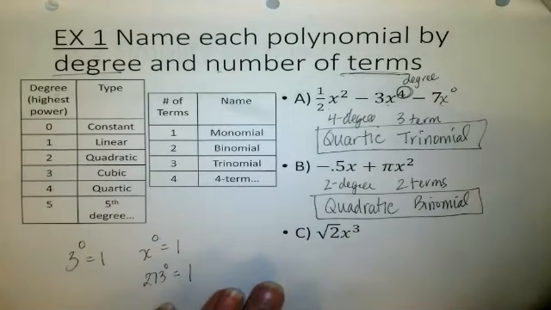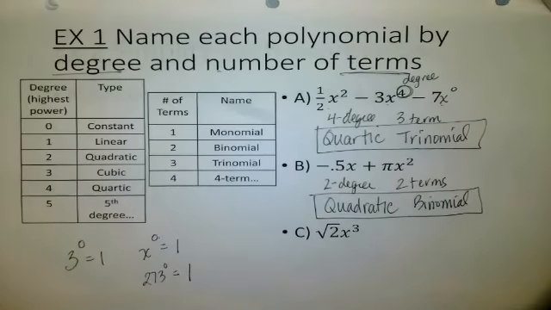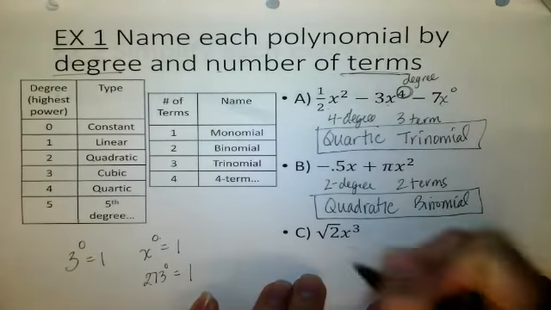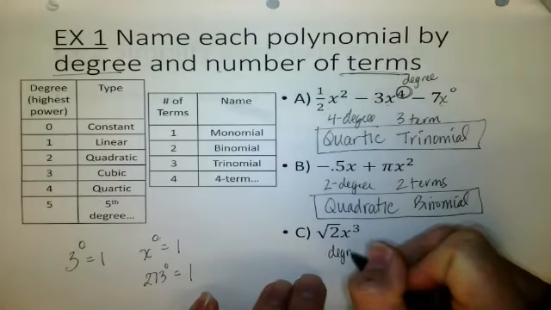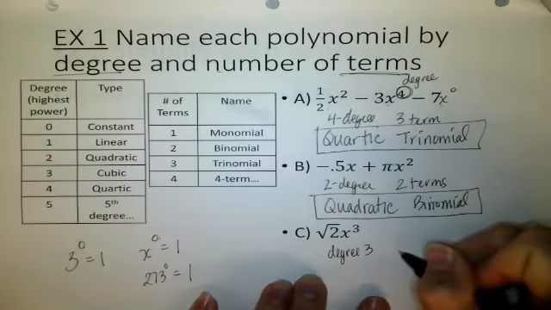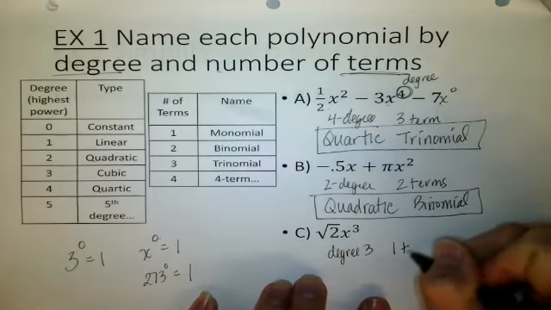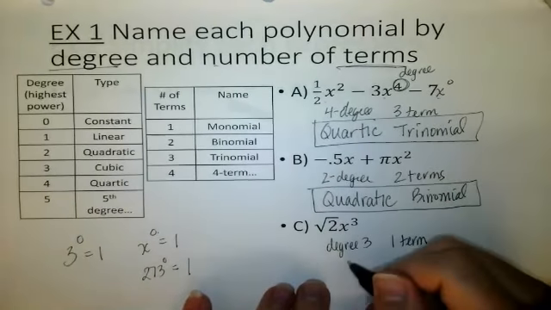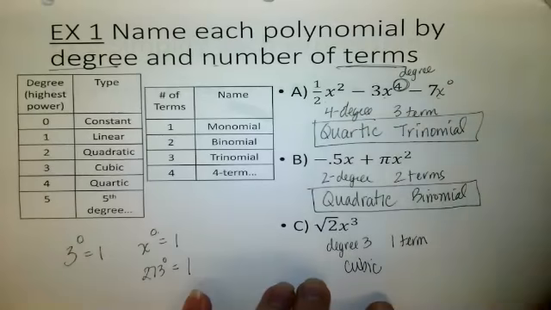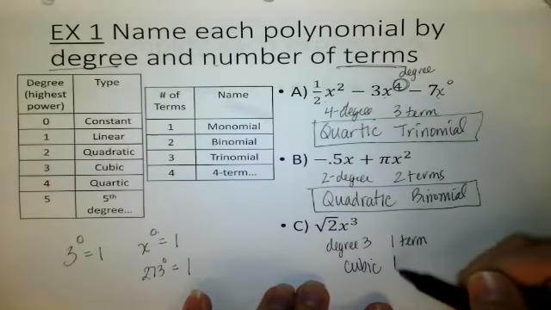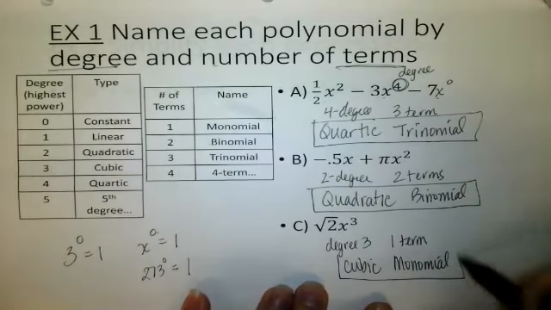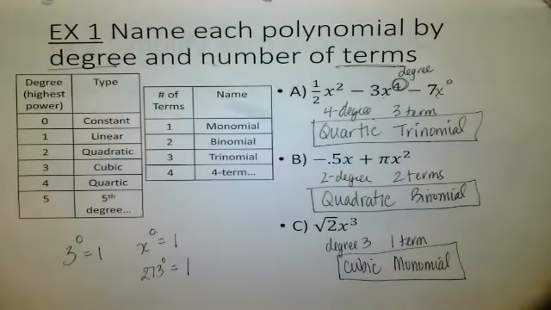And then letter C, radical 2 times x cubed. What degree is it? Degree 3. And how many terms? 1 term. And so we would call it what? Cubic. And 1 term is monomial. Cubic monomial.